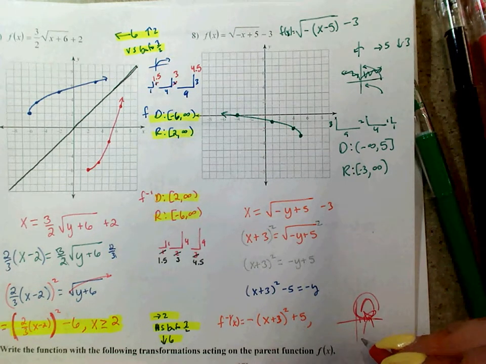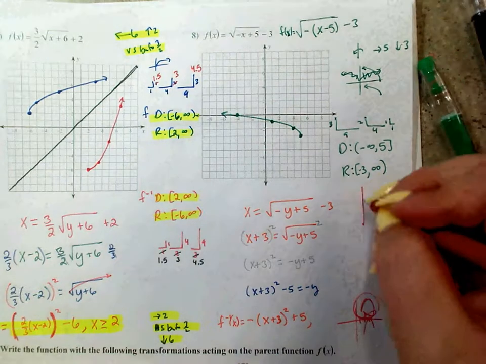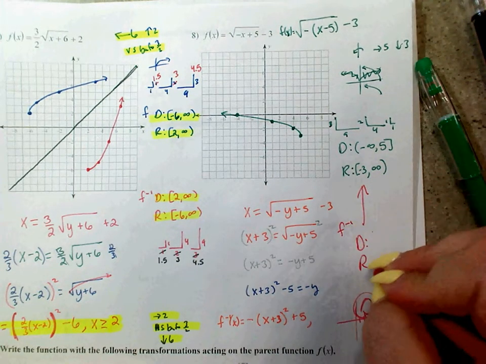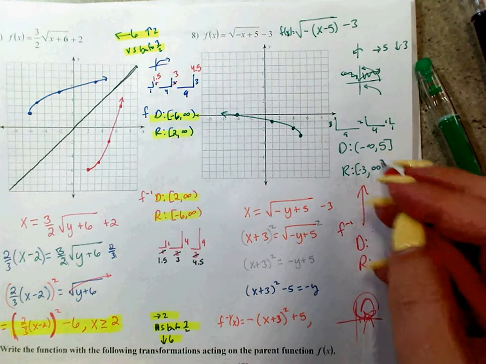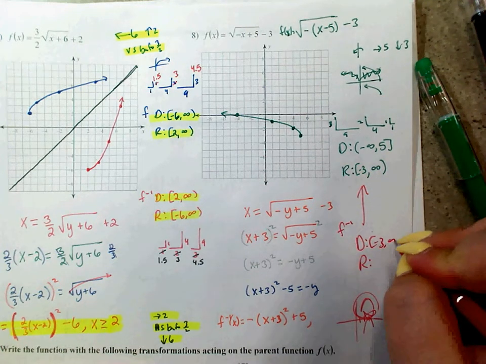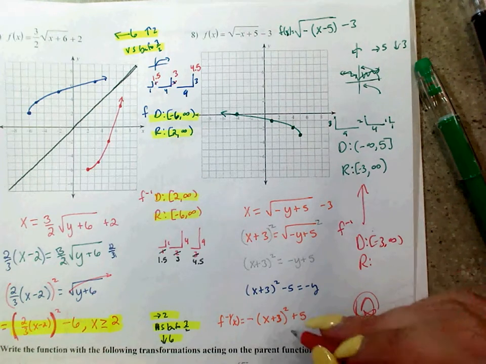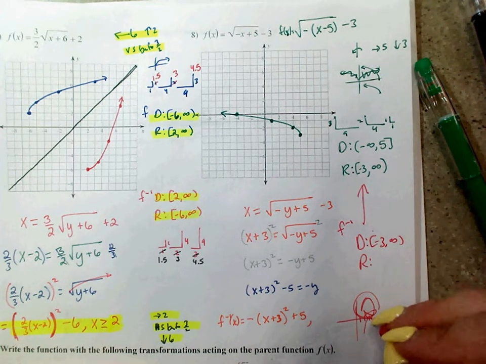So if I want to know what it is, then I'm going to use the domain and range of my original to find the domain and range of my inverse. So my domain should be from negative 3 to infinity, which means it should, wait. Oh, yeah, okay. Wait, negative 3.